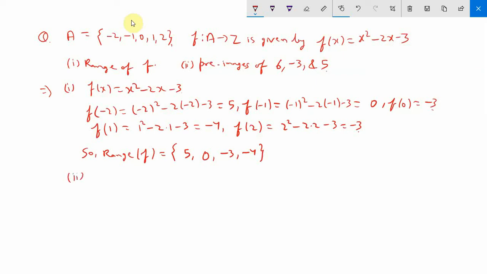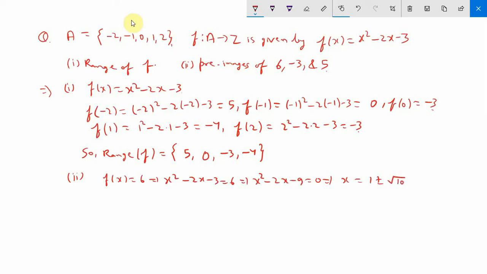Second one, we have to find pre-images of 6, minus 3 and 5. So f of x is given, or image is given, and we have to find the element of set A for which value is 6. So f of x equal to 6. It implies x square minus 2x minus 3 equal to 6. So it is a quadratic equation. We can solve this. It will give x equal to 1 plus minus root 10.